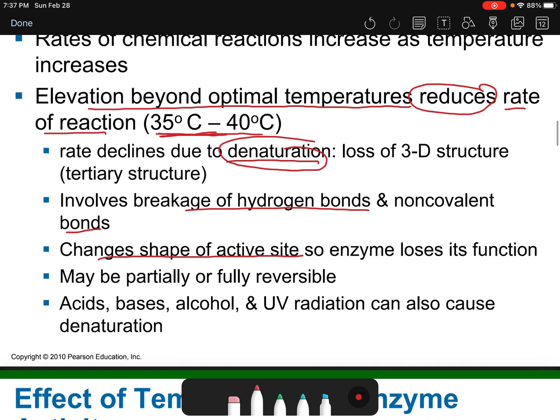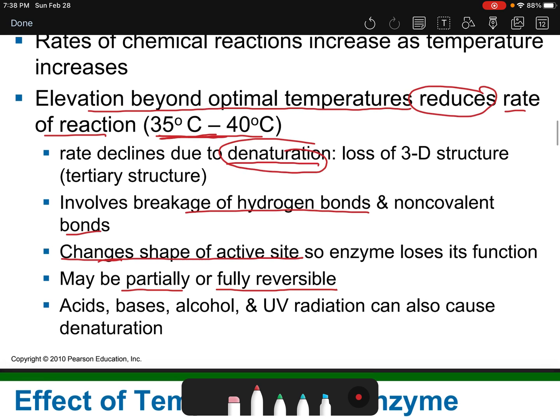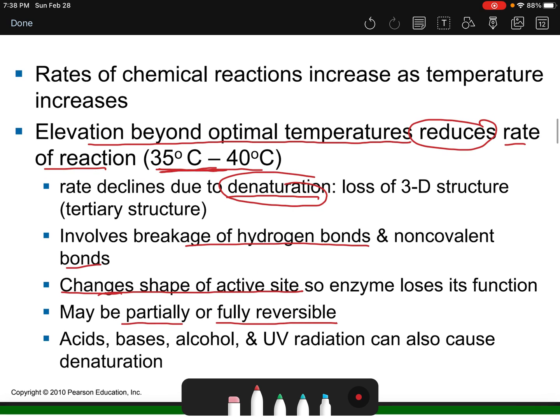loses its function. Remember, the substrate can only connect to that active site because it's a very specific shape for that specific substrate. So if all of a sudden we start changing that shape, now that enzyme isn't going to function anymore because the substrate can't hook onto it. Sometimes this can be only partially an effect, or it could be fully reversible, perhaps, if we were to bring the temperature back down. But other things besides temperature, acids, bases, alcohol, and UV radiation can also cause denaturation to occur in the proteins of the enzyme.